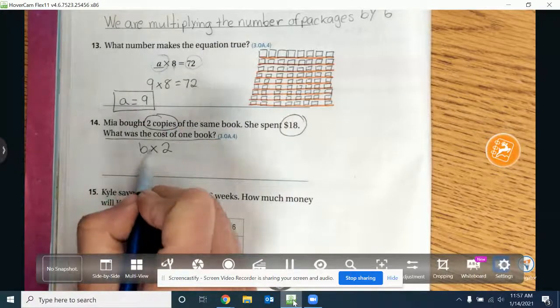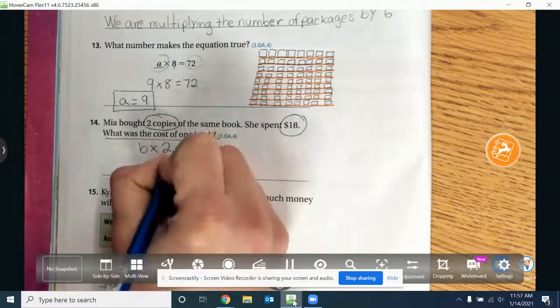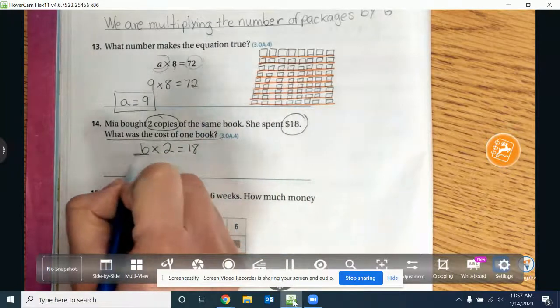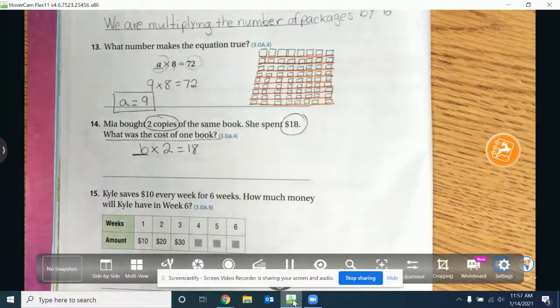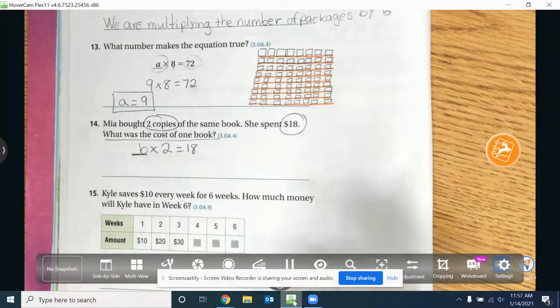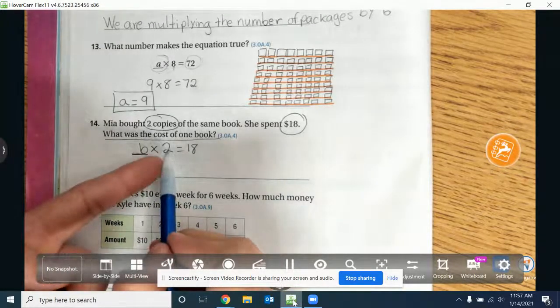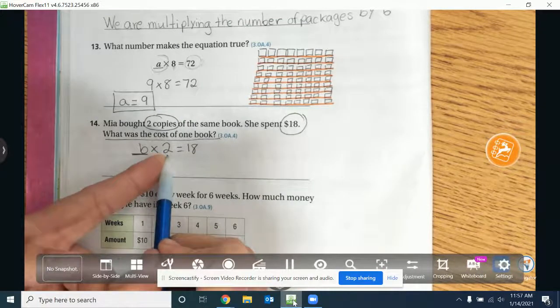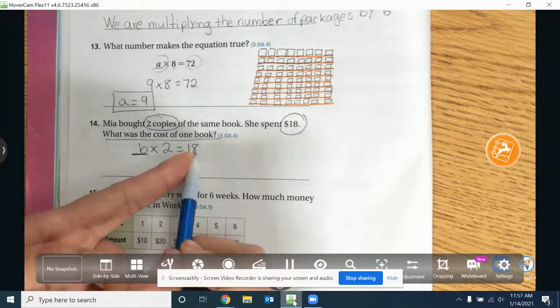So book times 2 copies equals the $18. We're trying to solve for B. What is the missing number? What number times 2 will give me 18? Again, you can choose to do 2 boxes at a time until we get to 18.